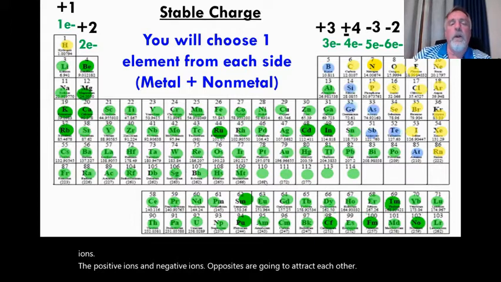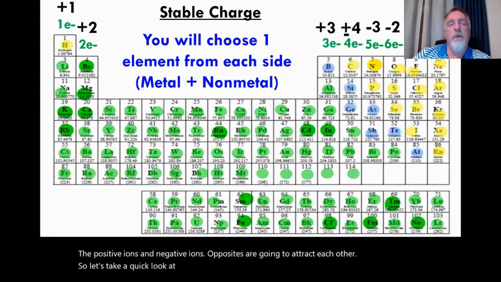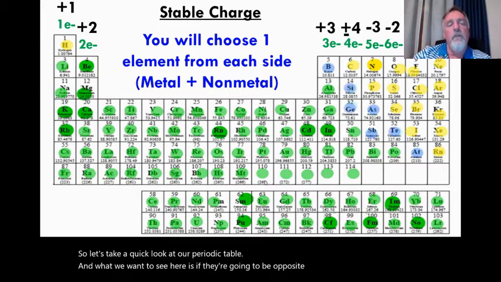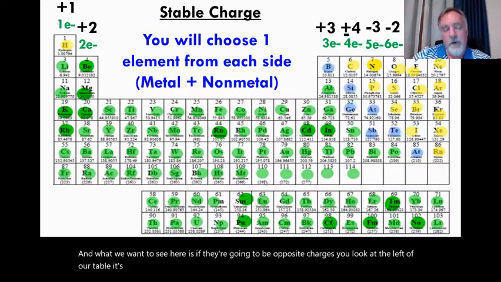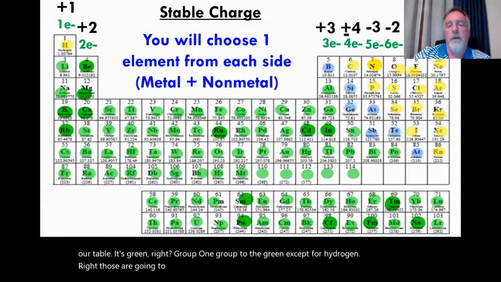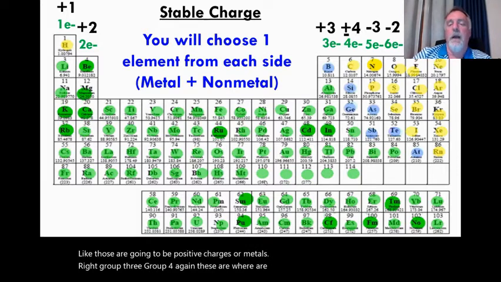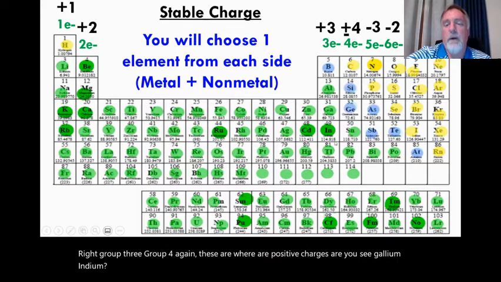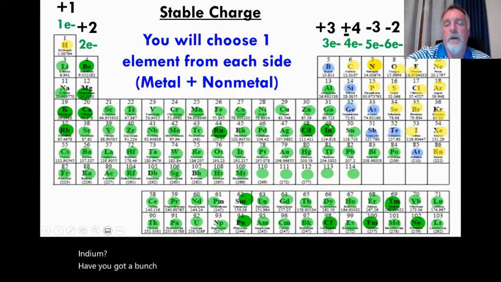So let's take a quick look at our periodic table. And what we want to see here is if they're going to be opposite charges, you look at the left of our table, it's green, right? Group 1, group 2, they're green, except for hydrogen, right? Those are going to be positive charges. Those are metals, right? Group 3, group 4, again, these are where our positive charges are. You see gallium, indium. Okay, we got a bunch of positive charges over here.